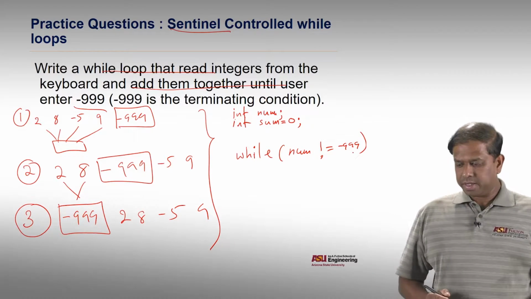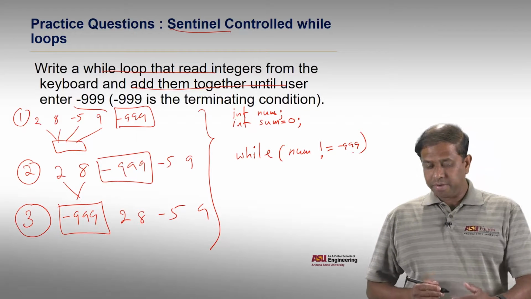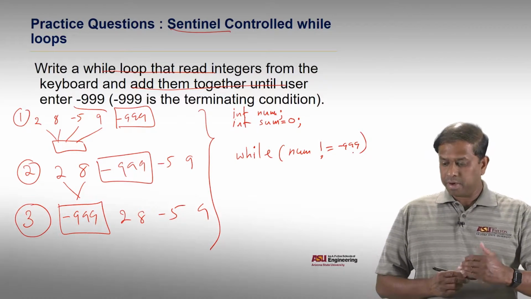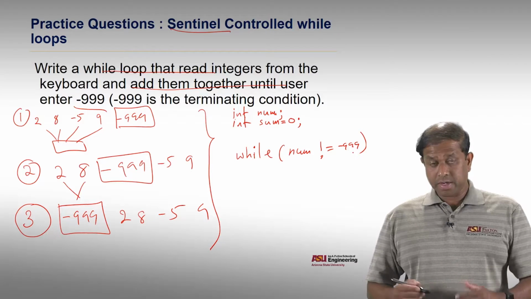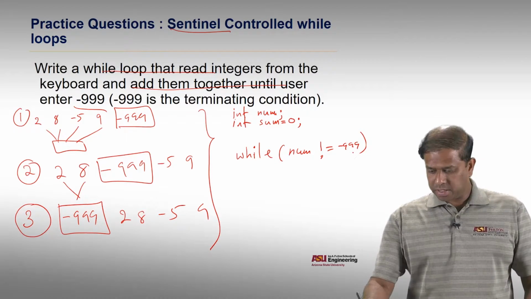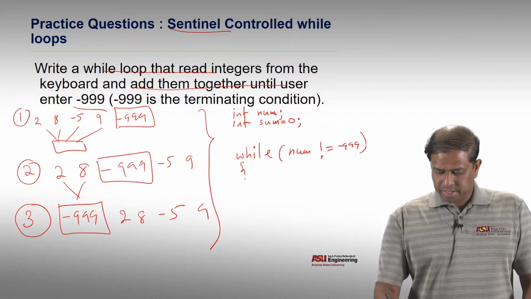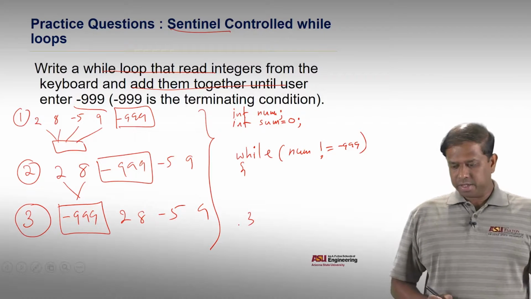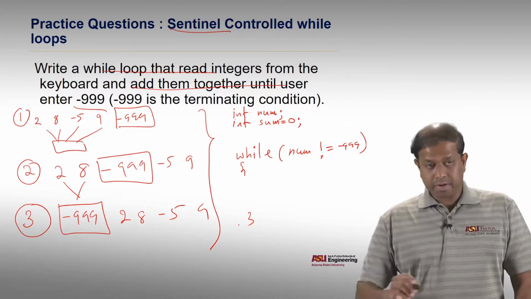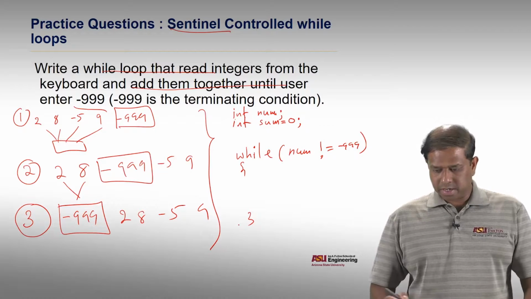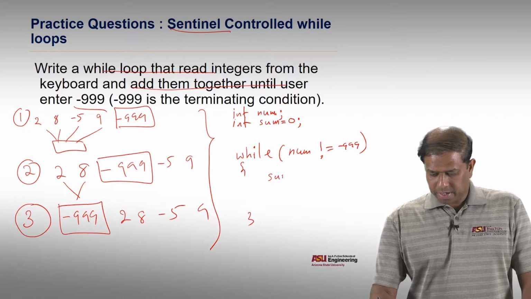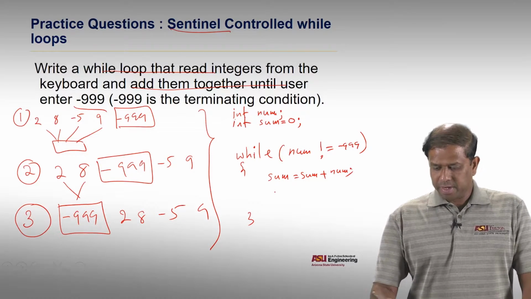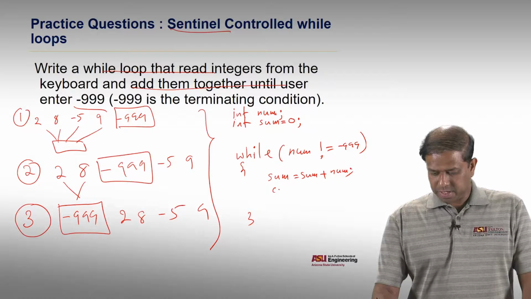Here, the terminating condition is slightly different, where we don't know how many times we will loop, but we have a terminating condition using a special value. That's the sentinel. Now the first thing we need to do is, if the number is not equal to -999, we can go ahead and add that number to sum, sum plus num, and then we can read the next number, cin >> num.